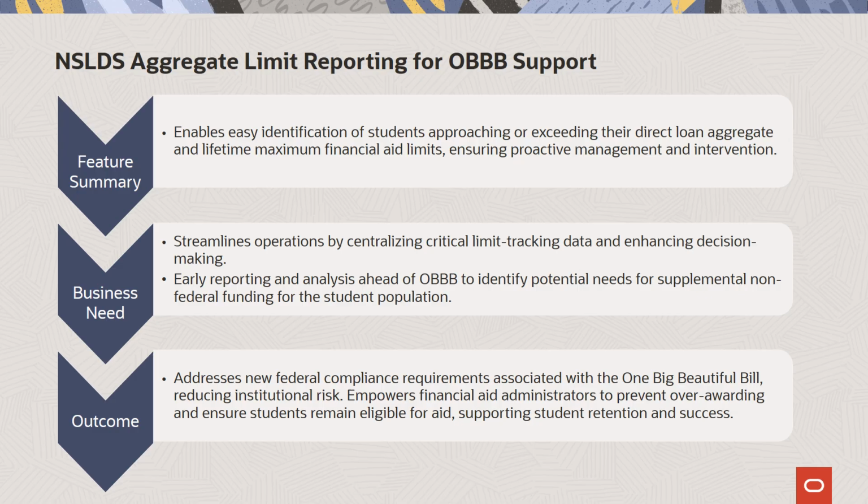From a business need perspective, it streamlines operations by centralizing critical limit tracking data and enhancing decision-making. Early reporting and analysis ahead of the One Big Beautiful Bill to identify potential needs for supplemental non-federal funding for the student population. This addresses new federal compliance requirements associated with the One Big Beautiful Bill, reducing institutional risk, empowers financial aid administrators to prevent over-awarding, and ensures students remain eligible for aid, supporting student retention and success.